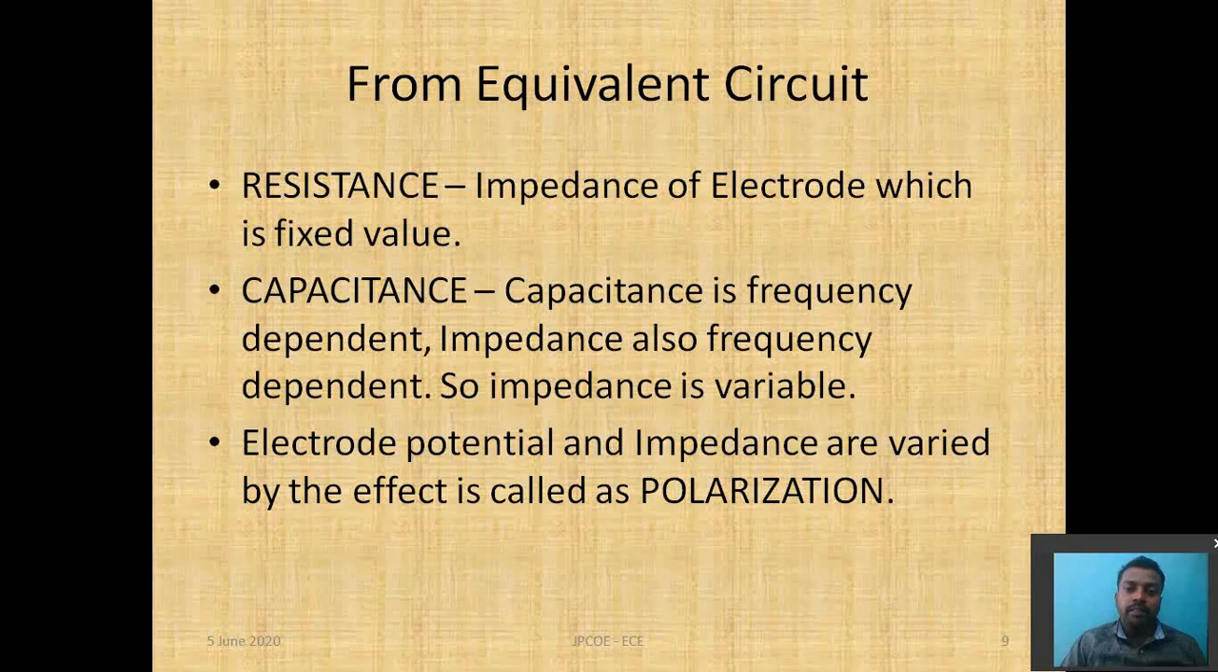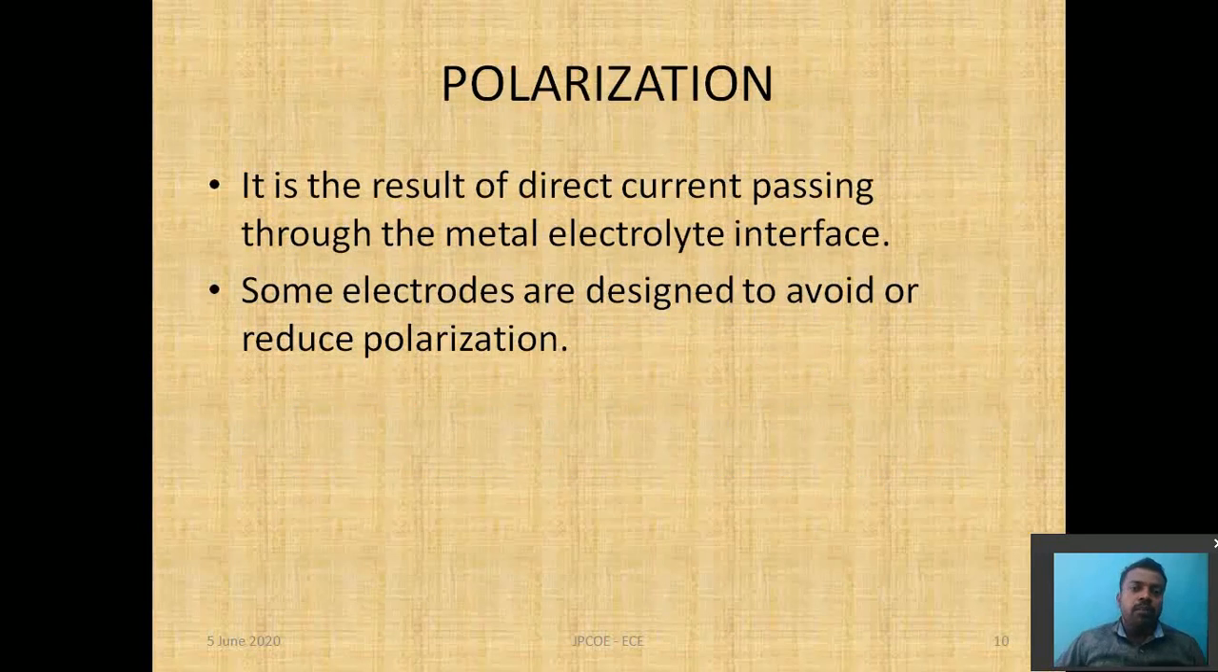Then we have some current flow. Polarization is a result of direct current passing through the metal electrolyte interface. Some electrodes are designed to avoid or reduce the polarization. Actually, polarization should be reduced with the electrodes.